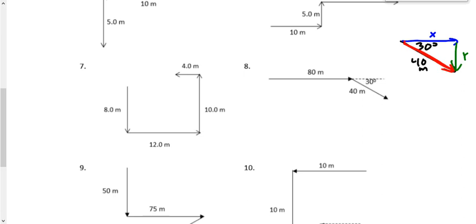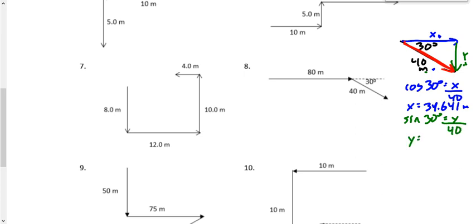The x component of that 40 meters is the adjacent side of the triangle. Adjacent and hypotenuse goes with cosine. Cosine 30 is equal to adjacent over hypotenuse, and x ends up being equal to 34.641 meters. The y component is the opposite side of the triangle. Opposite and hypotenuse goes with sine. Sine 30 degrees is equal to opposite over hypotenuse. The opposite side equals 20 meters.